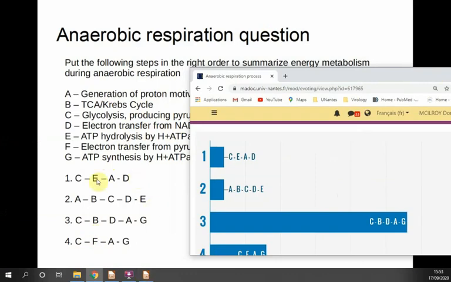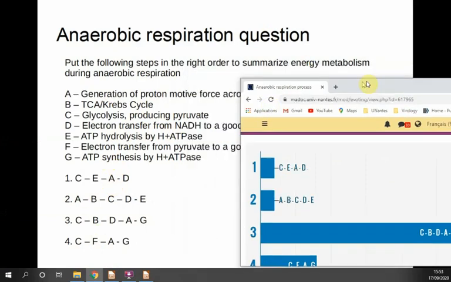And C, E, A, D, and A, B, C, D, E: I didn't even think about that one. C, E, A, D is interesting though. I think it's the wrong way round, right?